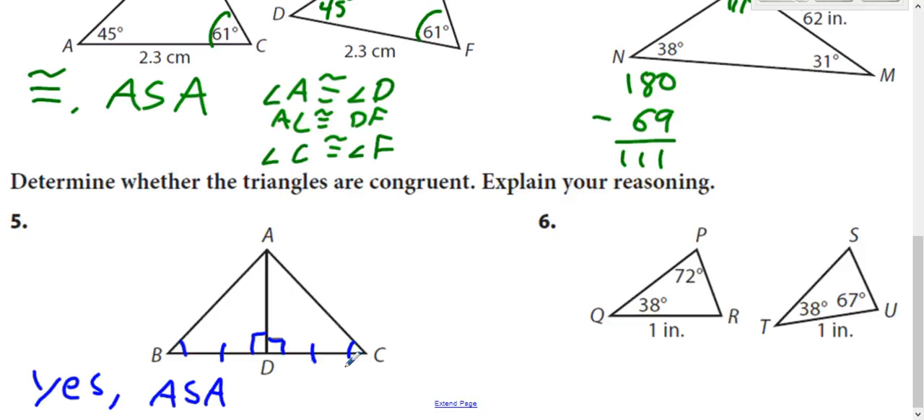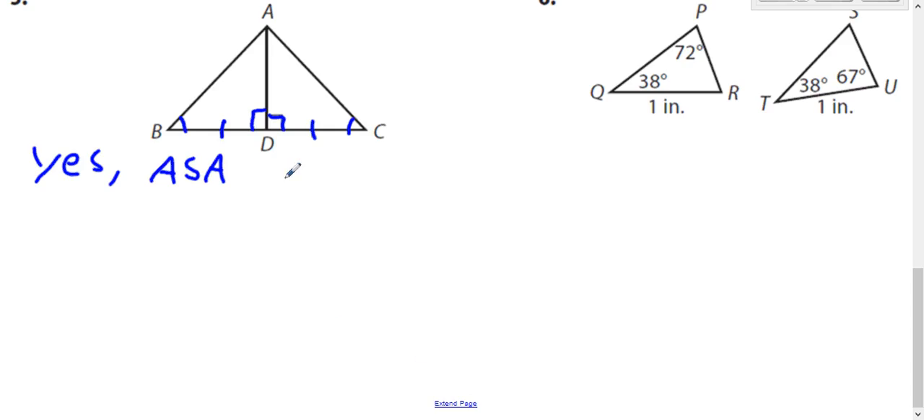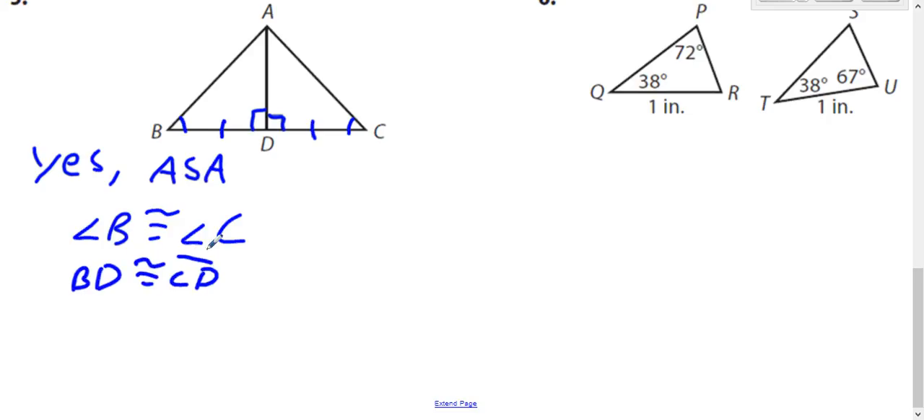You could list out all the angles and sides again. Angle B is congruent to angle C. BD is congruent to CD. And then angle ADB is congruent to angle ADC. We have the two angles, the side is in between them.